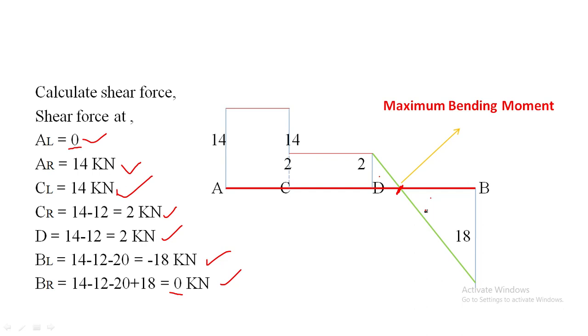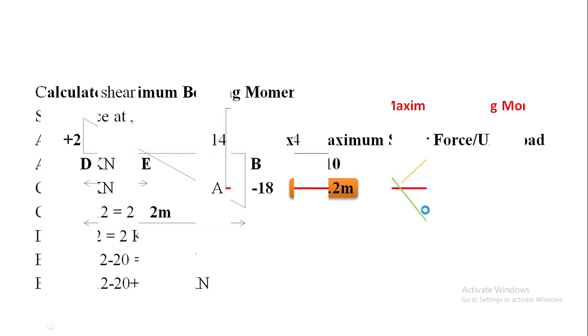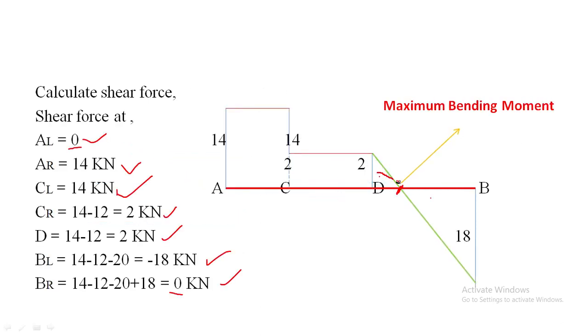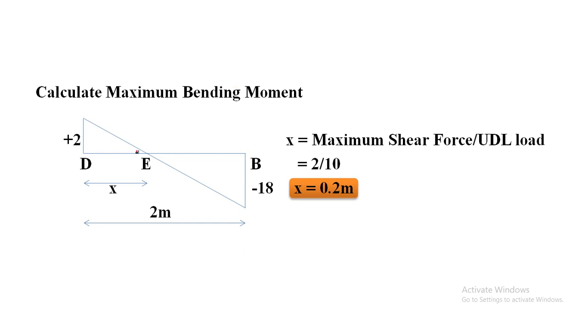So first we have to calculate this value. For calculating this value, we first have to calculate the distance. This diagram is redrawn in the next slide. This is the D point, this is the B point. The crossing point is called the E point. This is a plus 2 value, this is a minus 18 value.